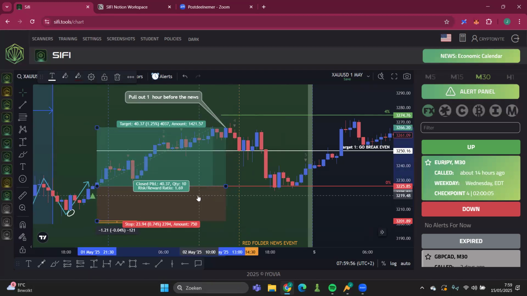giving us a risk to reward of 1.6 instead of 2, meaning our 2% risk is a 3.4% gain instead of a 4% gain.